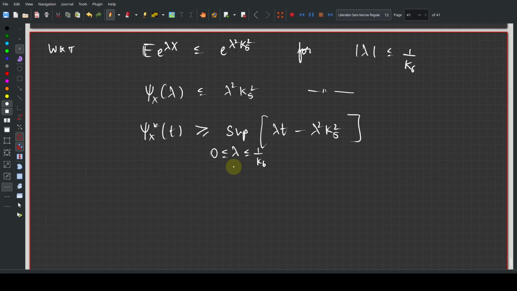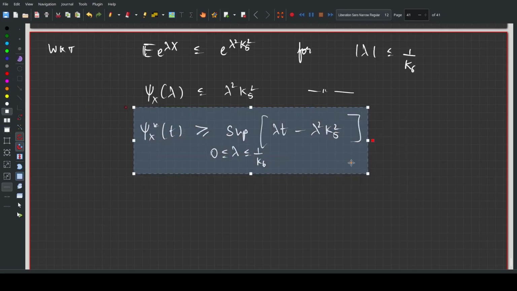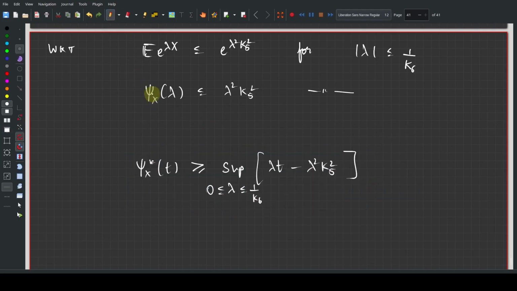These functions depend on all lambda greater than 0. Which one? Like in general. So in general, let me put this down. So psi x star of lambda is equal to the supremum over all lambda greater than or equal to 0 of lambda t minus psi x of lambda. There can be some lambda which is greater than 1 by k6. Correct. This can be tighter.